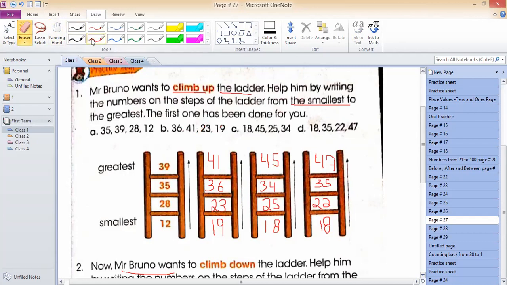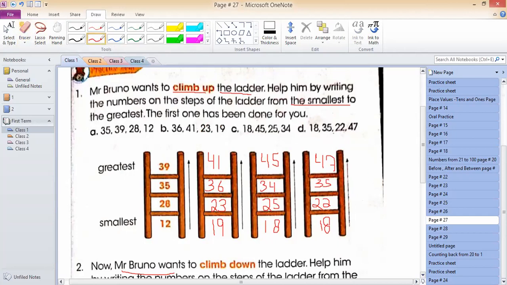I'll revise one more example, guys. Let's suppose we take the example of D. This is 18, 35, 22 and 47. Again you compare the tens. 1 is smaller than 3, 1 is smaller than 2 and 1 is also smaller than 4. So 1 is smaller than all, that's why you will write 18 first.